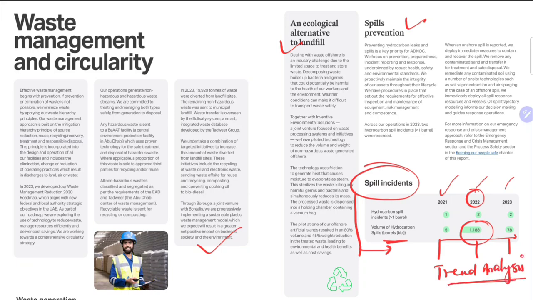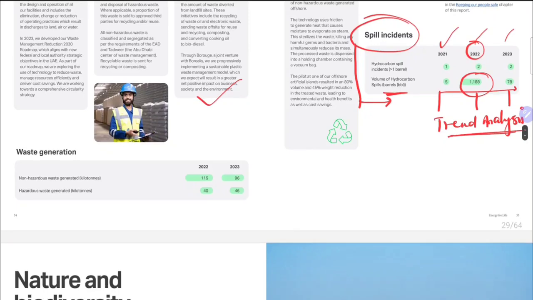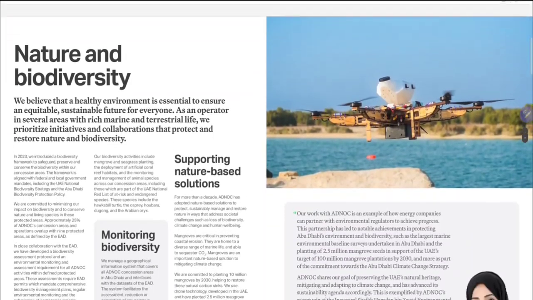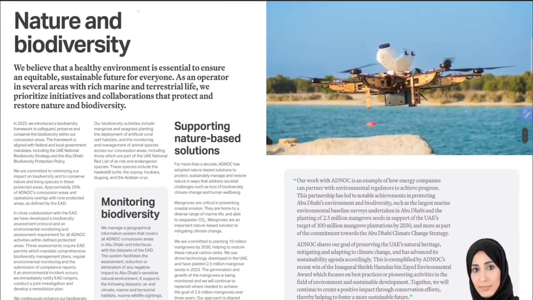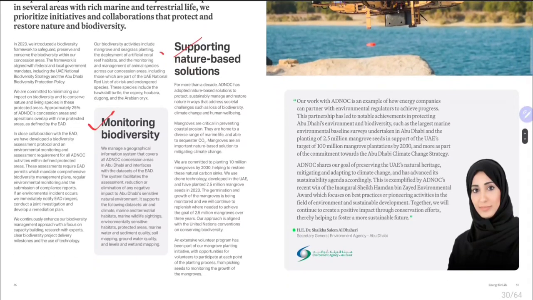Okay, so we can analyze this information given. The next material topic is nature and biodiversity. What efforts has the company made with respect to monitoring biodiversity and supporting nature-based solutions? Those details have been provided by the company, in close collaboration with the environmental agency. What efforts have been made is covered here.